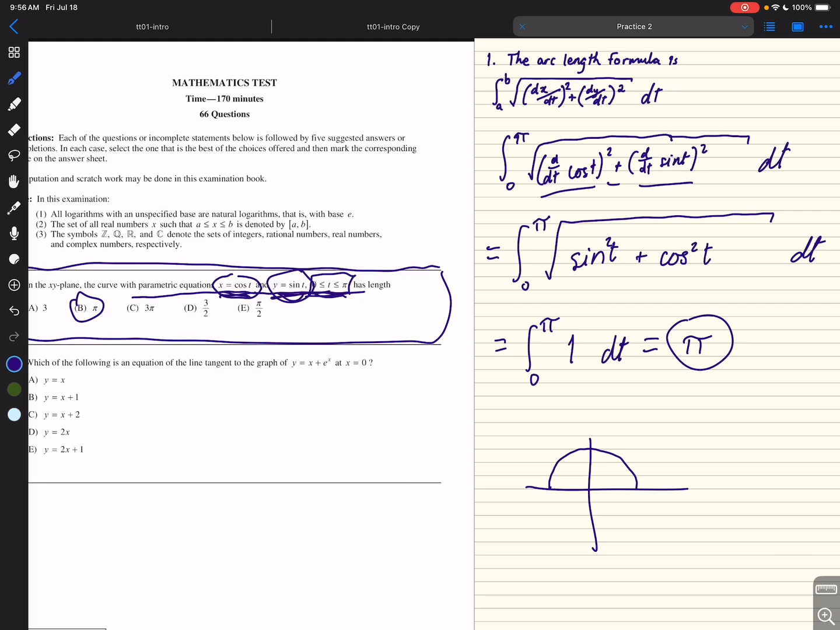And from here, you can use the circumference of a circle. This is going to have unit length. So the entire circumference, if we were to draw the entire circle, would be 2 pi, and then you take half of that, so the answer is pi. So with no calculation at all, hardly, you get the same answer.